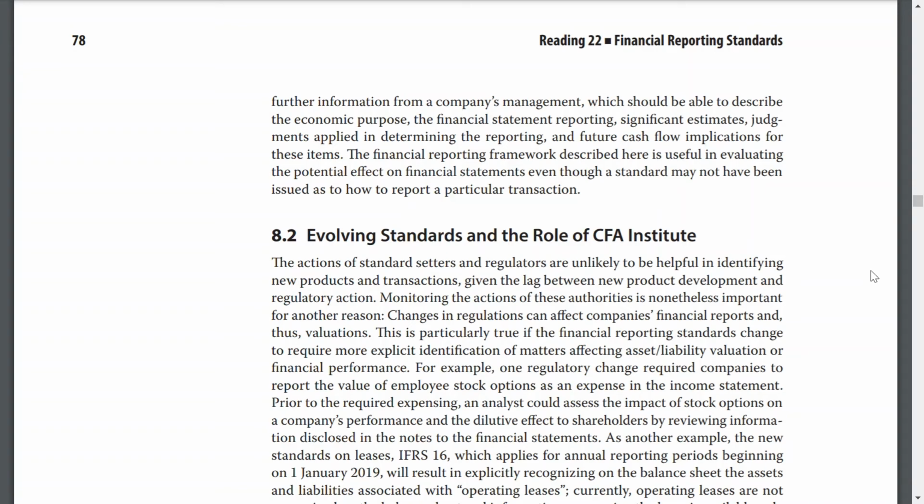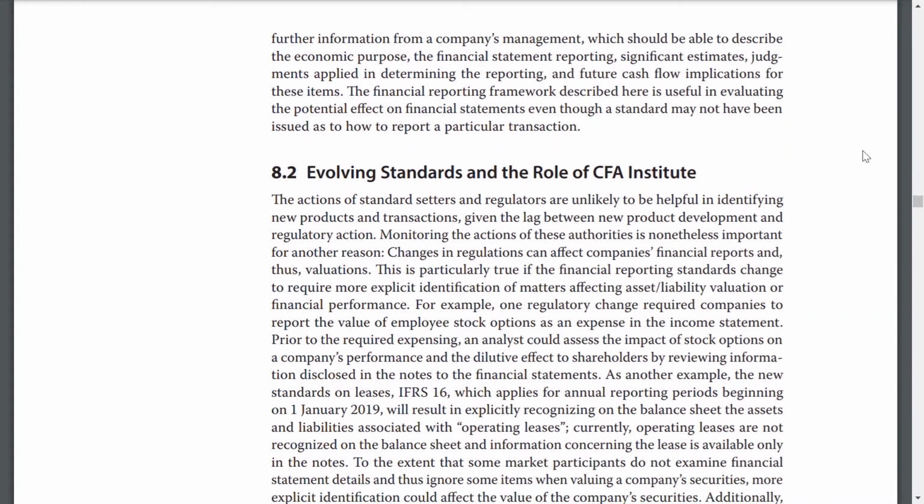determining the reporting. The framework described here is useful in evaluating the potential effects on financial statements, even though a standard may not have been issued as to how to report particular transactions. Evolving standards and the role of the CFA Institute.